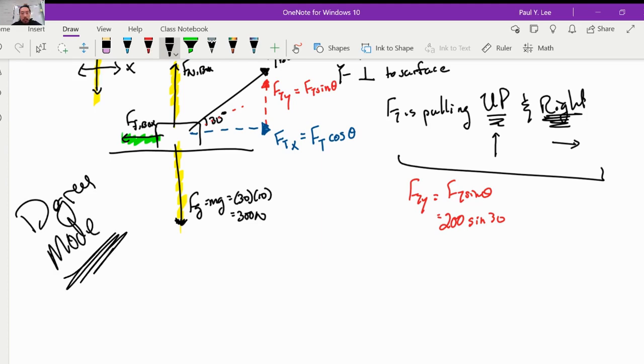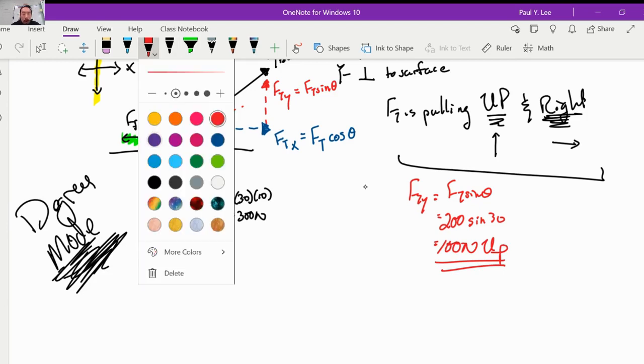Chances are you're in radian mode if you use the calculator in math class and you're doing the radian stuff. But for us in physics, we always have to be in degree mode. Okay, it's very important. All right, so sine of 30 should give you 0.5 times 200, and so that will be an answer of 100 newtons, and right here, up. Okay, because that's the arrowhead that's pointing.